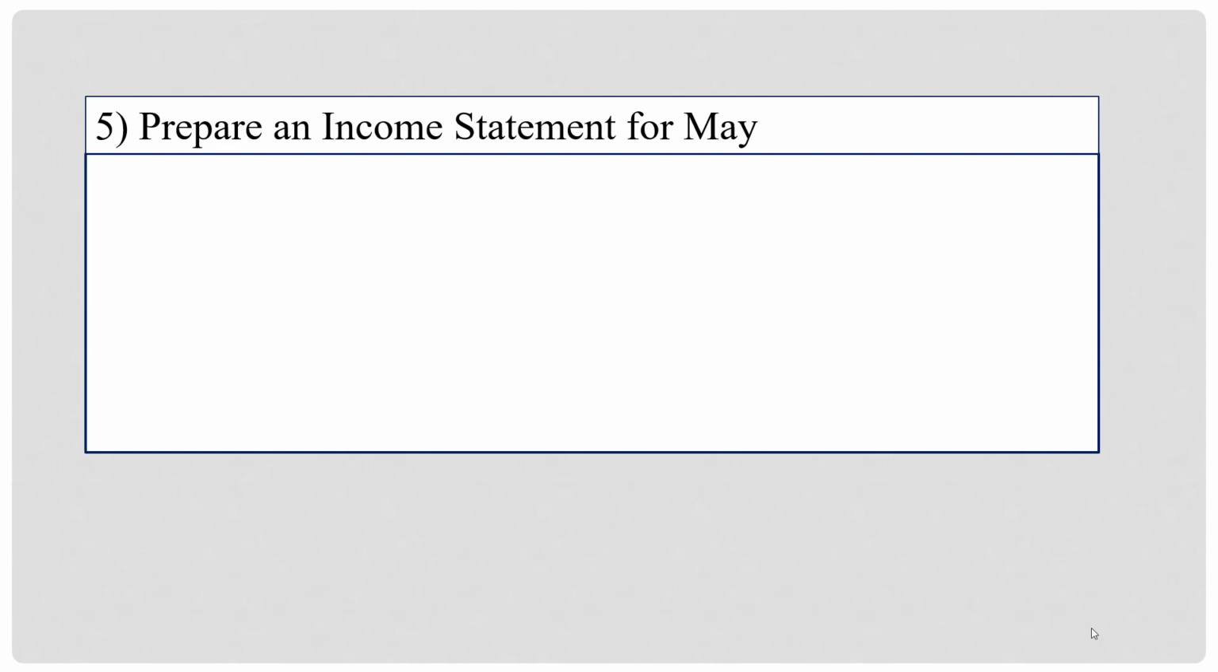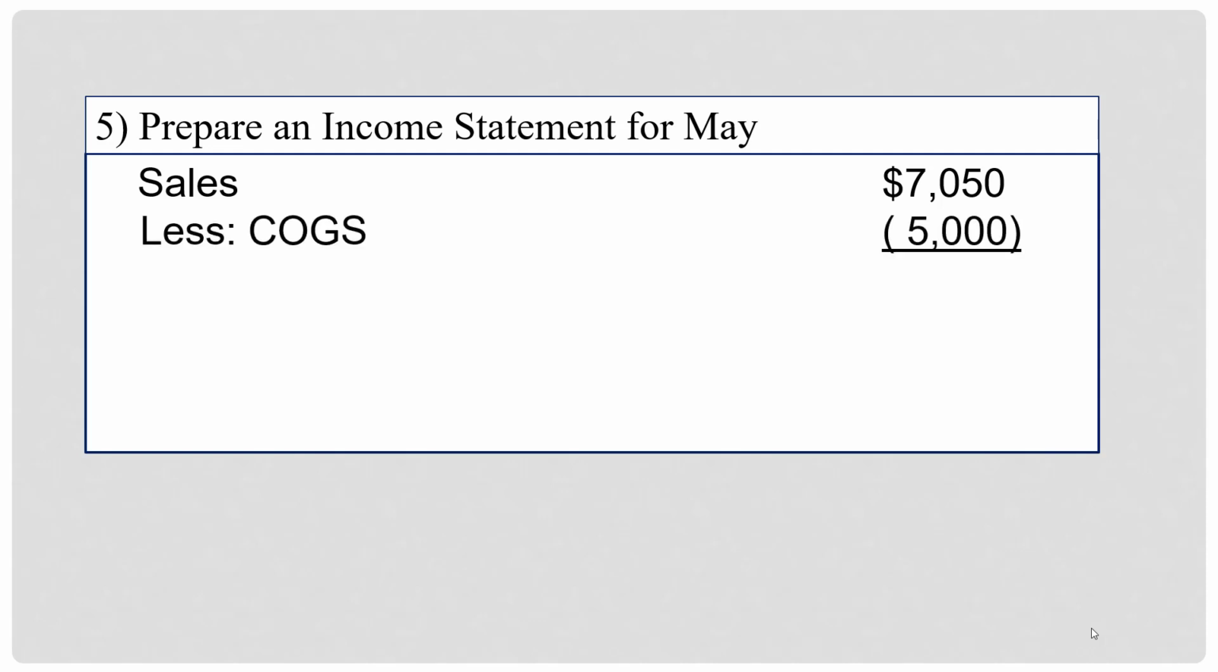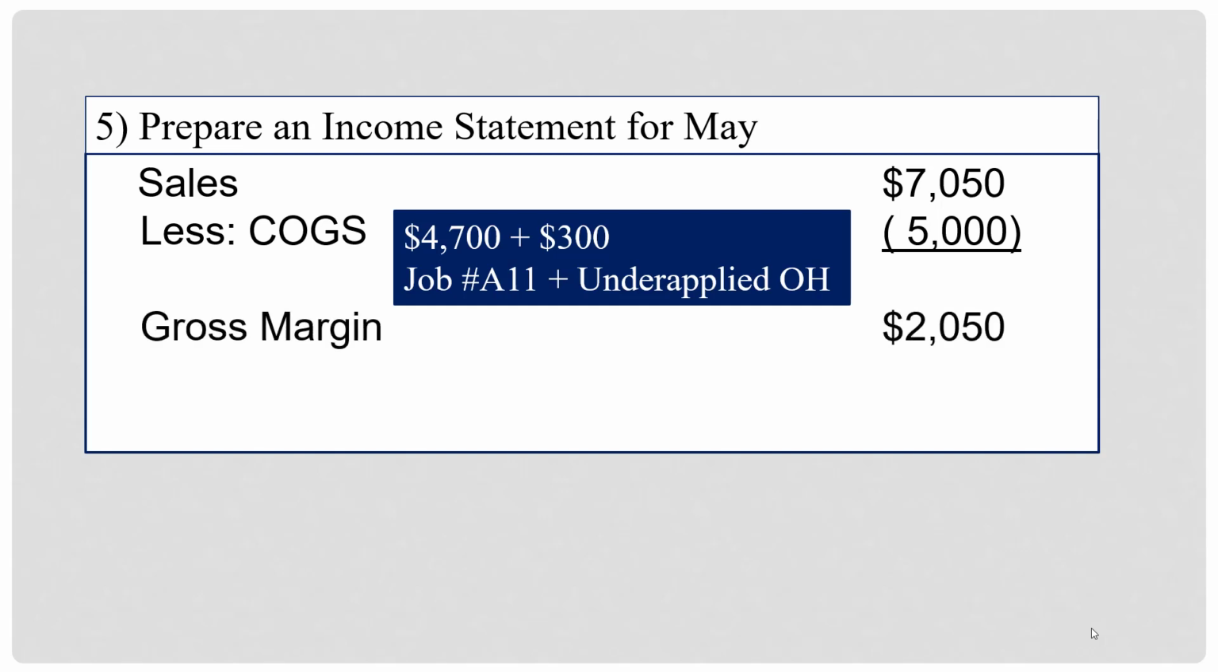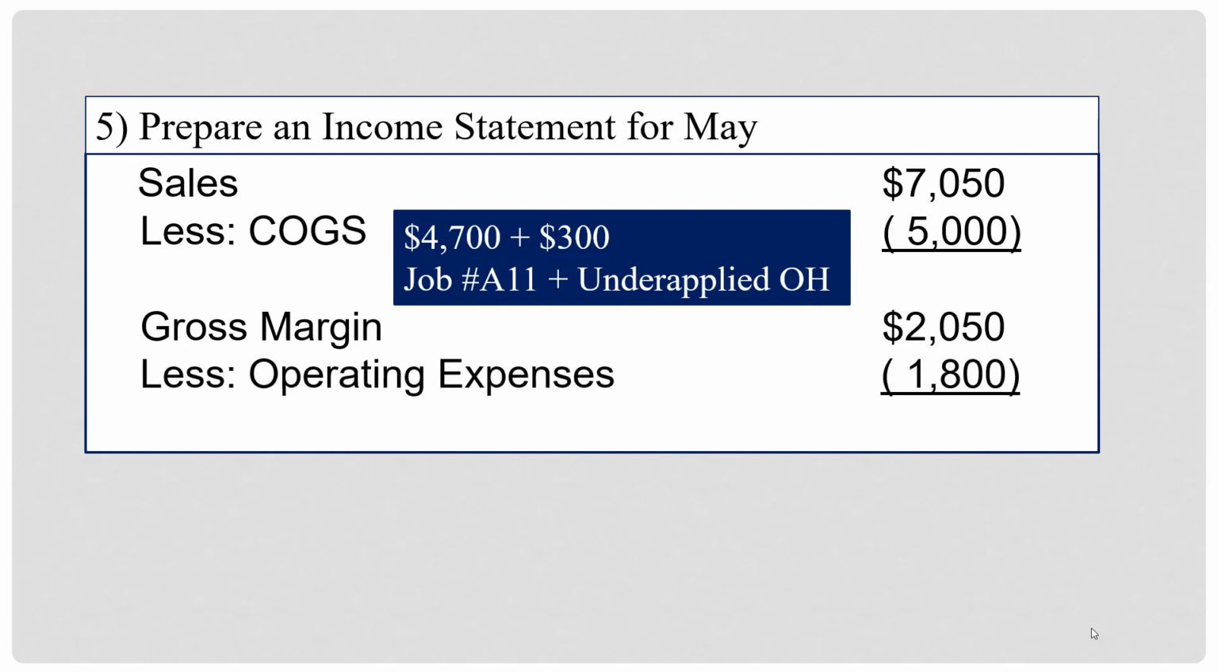And finally, we are asked to prepare an income statement for the month of May. Looking back through your transactions, you would find that sales occurred one time for job A11, and it totaled $7,050. Cost of goods sold will be $5,000. That is made up of the cost of job A11 plus the underapplied overhead. So make a special note that when you prepare income statements, it will be for the cost of goods sold after adjustment. This will leave a gross margin of $2,050. We then subtract our operating expenses of $1,800, and we get net operating income of $250.